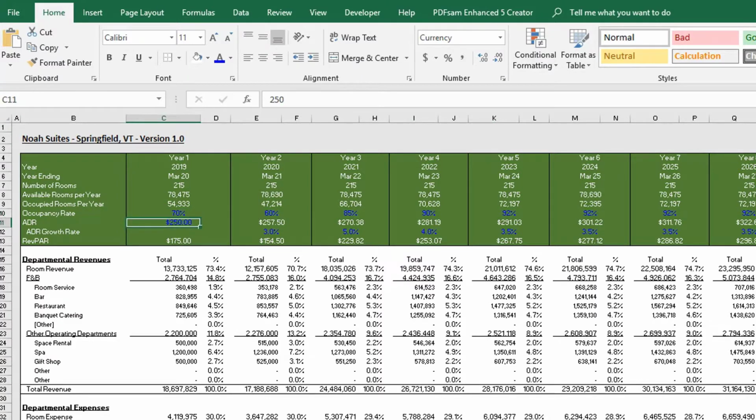And then below that, we have our average daily rate. So in cell C11, you'll put in your ADR for year one. And then in row 12, we have our ADR growth rate. So here is where you will input for every year what your anticipated growth is for the ADR. And then below that, we have our revenue per available room, which is our ADR multiplied by our occupancy rate.